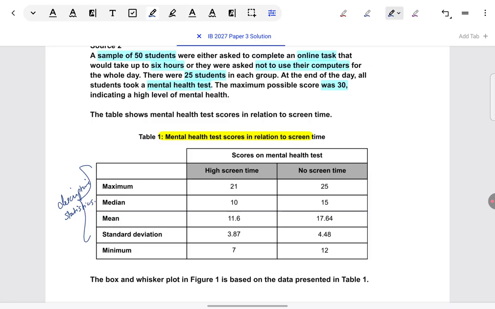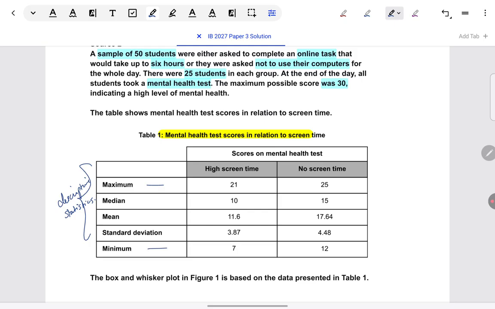So they've given us the range by giving us maximum and minimum mental health scores out of 30 for each group. On immediate inspection, we can see that those who have no screen time, their range is definitely wider and their upper limit is higher. So they seem to have better mental health. This is just a crude inspection.